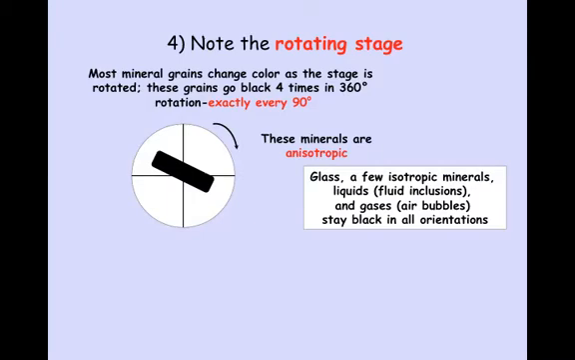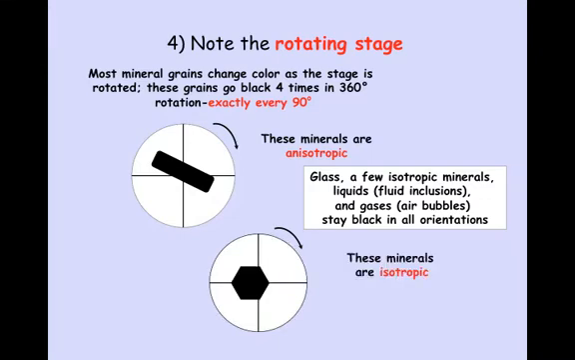There are some minerals and other materials that don't behave this way. Glass, a few isotropic minerals, liquids like fluid inclusions, and gases that you might see as air bubbles stay black in all orientations. This is an example. It looks like a 6-sided garnet. Garnet is isotropic. So when you rotate the stage, it stays extinct the entire time. These minerals are isotropic.